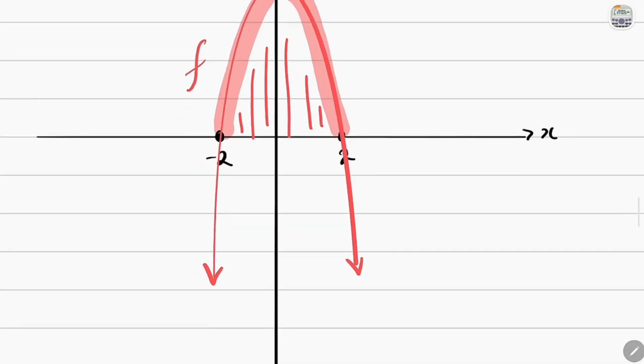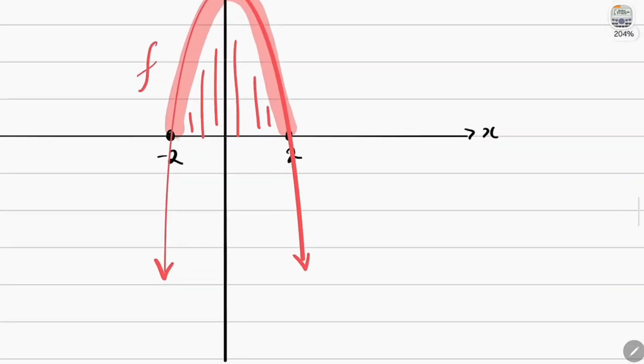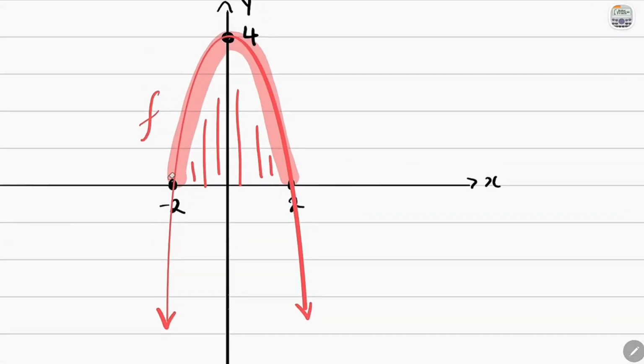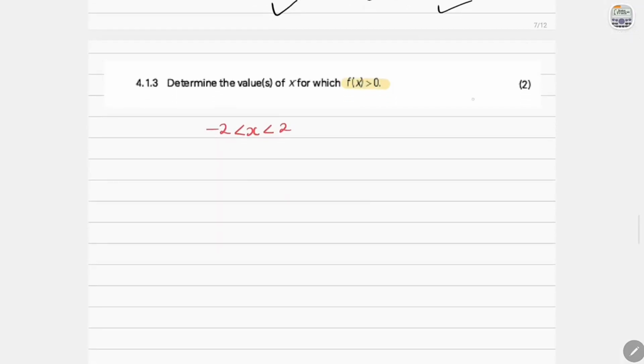Okay, so we can finally show them that we are telling them x is simply greater than negative 2, but less than 2. And that is our answer. Okay, it's values that are greater than negative 2, but less than 2. Those are the x values that these highlighted sections line down to. Okay, so that is our answer. And moving on to the next question.